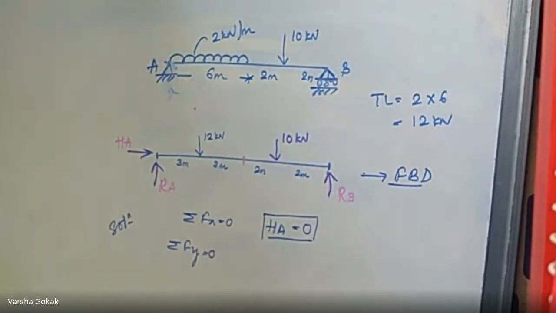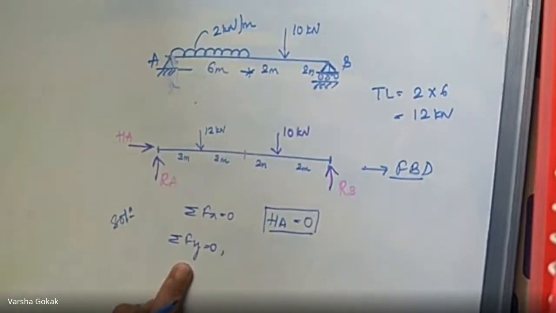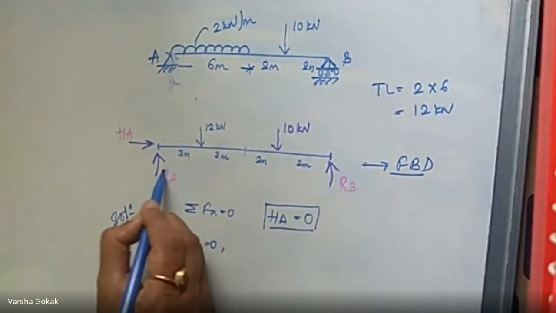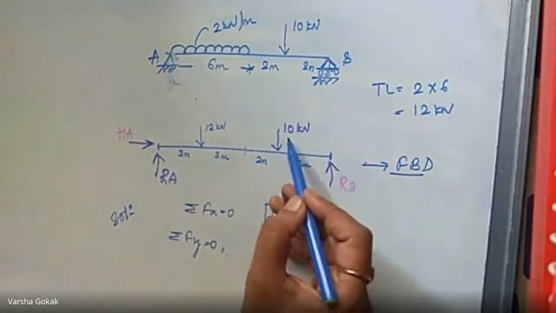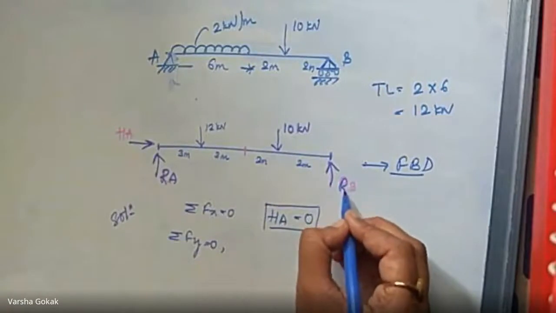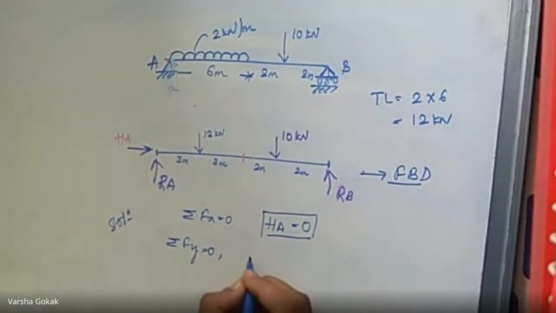Condition of equilibrium: summation Fy, meaning all the vertical forces. So you have RA upwards. You have 12 coming down. You have 10 coming down. And you have RB going upward. Right. Now, when I write RA, is it plus RA or minus RA? Plus.